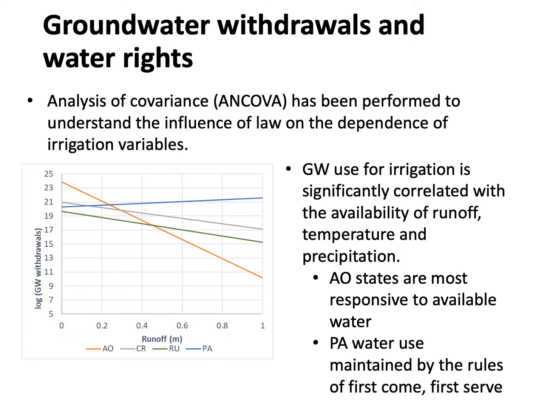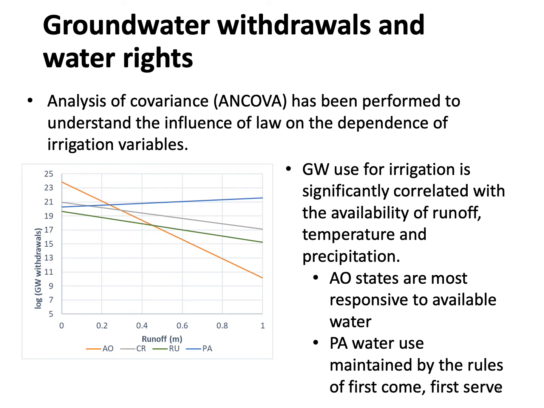This slide shows how the groundwater rights influence groundwater withdrawals. Analysis of covariance has been performed to understand the influence of groundwater rights on the dependence of irrigation on variables, which include precipitation, runoff, and temperature. In these slides, only one example has been shown: runoff on the x-axis, and groundwater withdrawal on the y-axis. So, analysis of covariance shows groundwater withdrawals depend on water availability, but the direction and the rate of dependency is modulated by water rights.